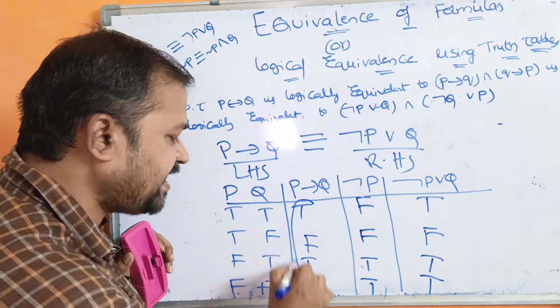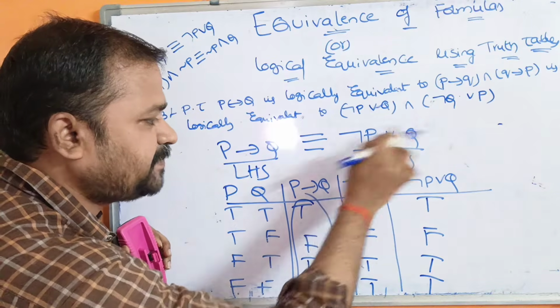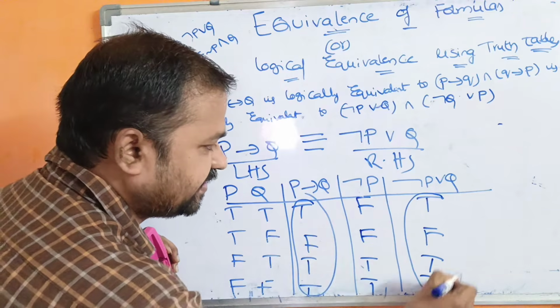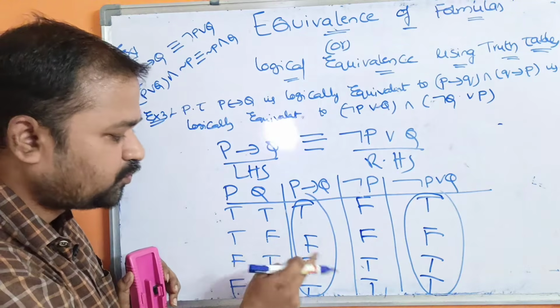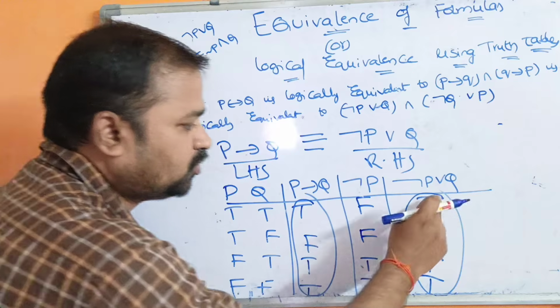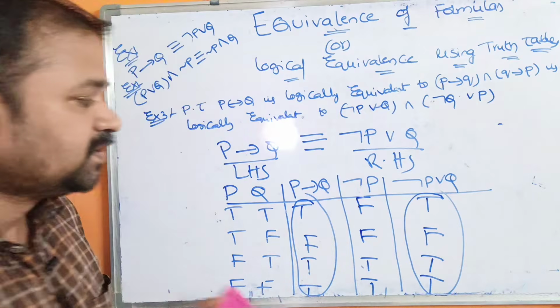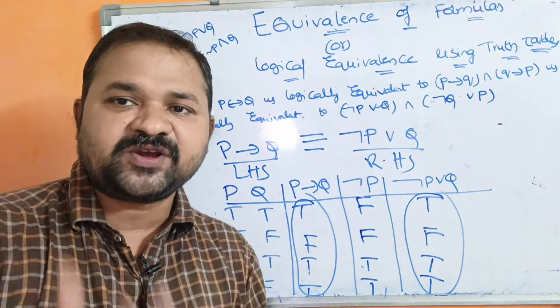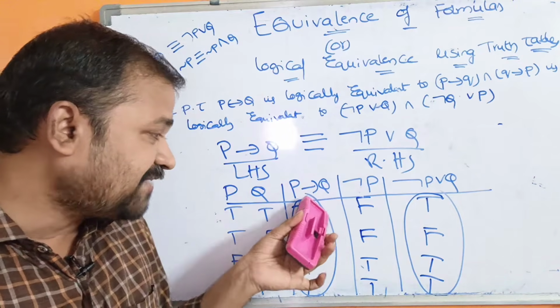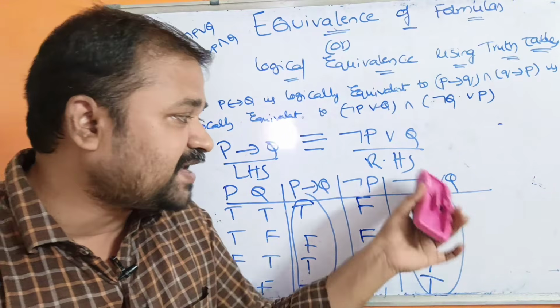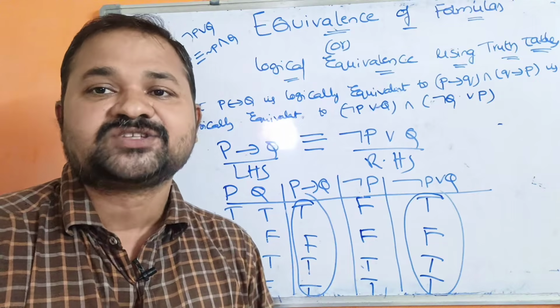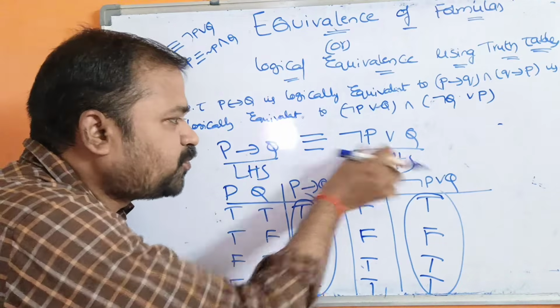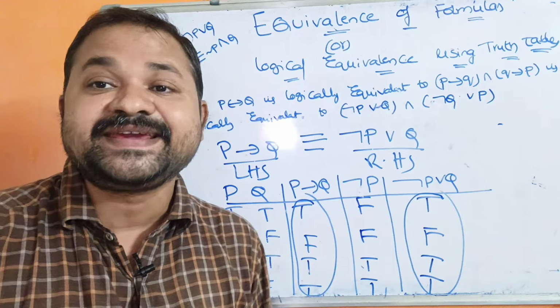So this is the left hand side. Negation P or Q. This is the right hand side. If we observe these two columns: true, false, true, true. True, false, true, true. So here the left hand side is equal to the right hand side. Why? Because the truth values of the left hand side are equal to the truth values of the right hand side. So we can say that these two propositions are logically equivalent.